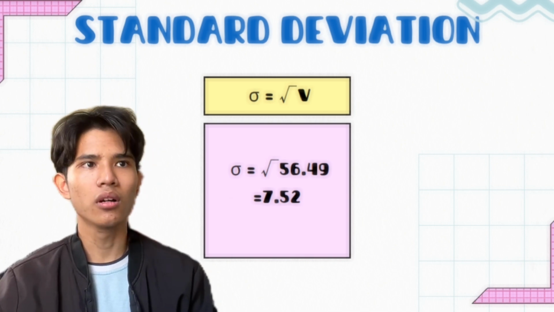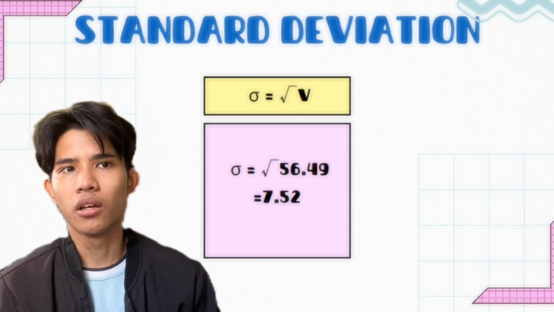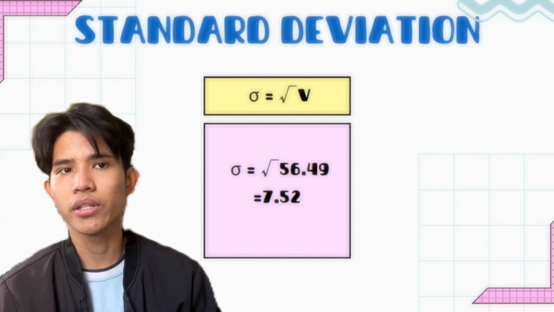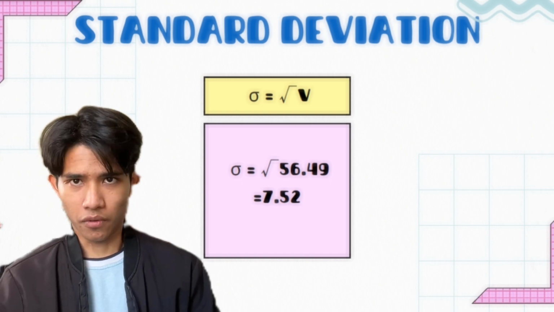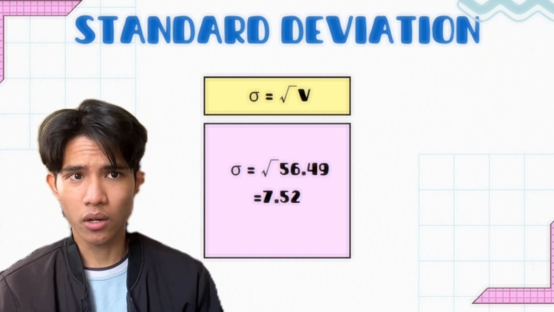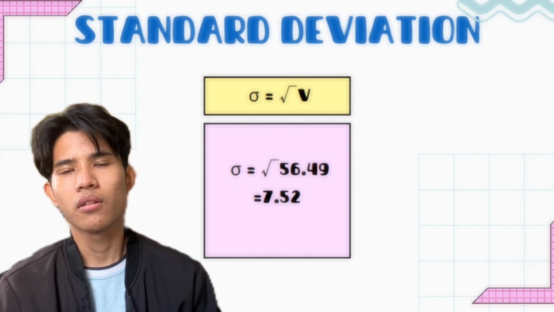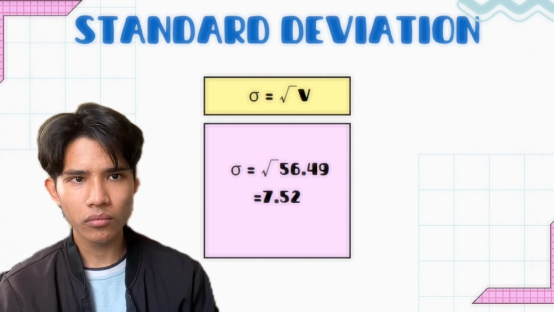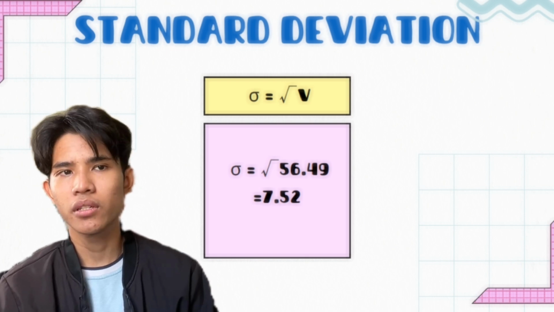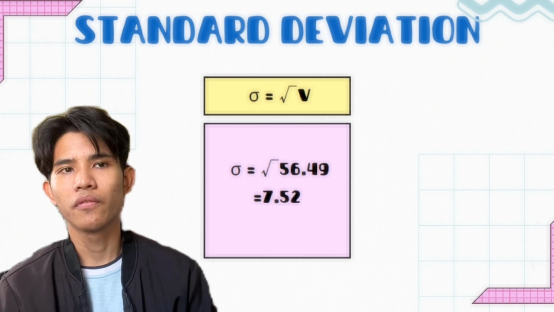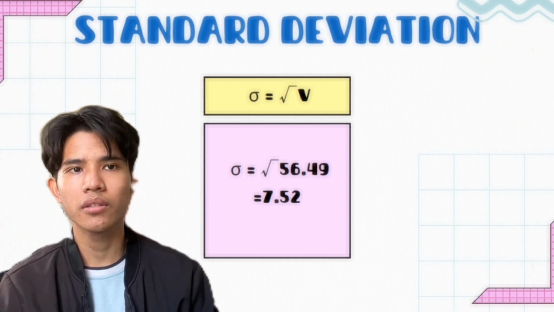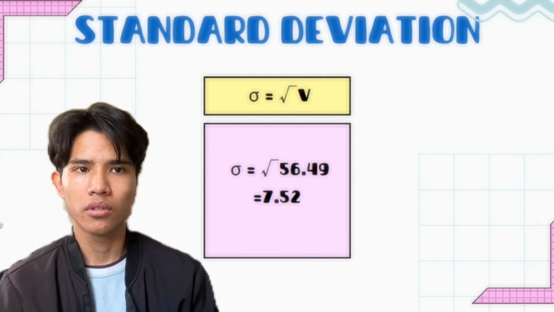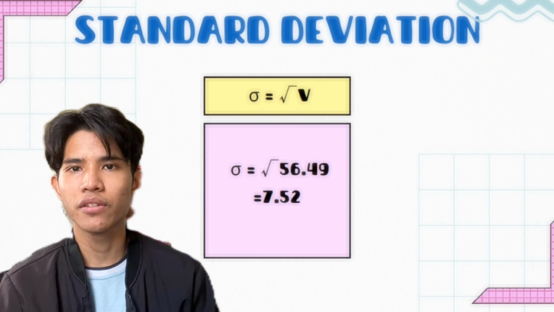So for our calculation here, the formula is standard deviation equals the square root of variance. Our variance value is 56.49. So the value of our standard deviation is the square root of 56.49, and we will get 7.52. So that's our standard deviation value.